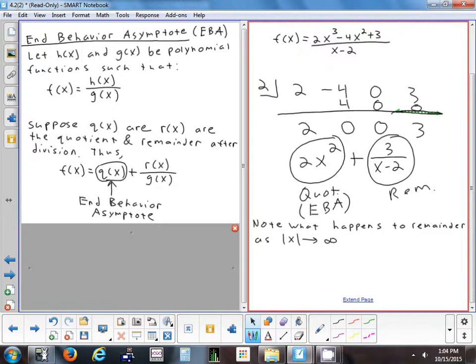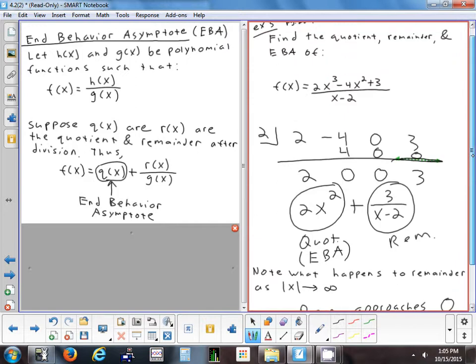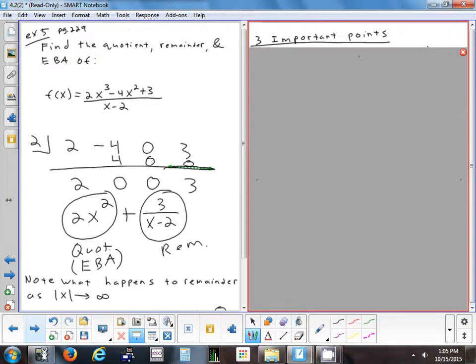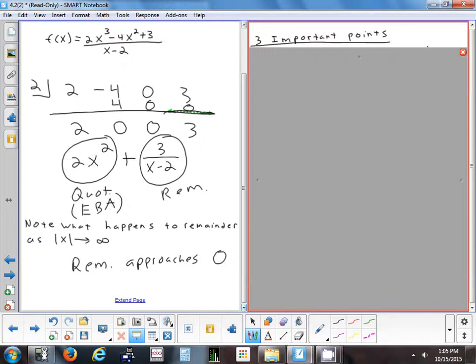That's why when we're finding the end behavior asymptote, the remainder doesn't really matter because it just gets so small. It doesn't even make a difference. Okay, so any question on that? So we can say remainder approaches 0. It gets very, very small. Does everybody have what's on the left? So I can make the right a little bigger.